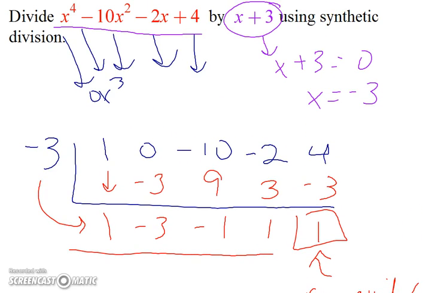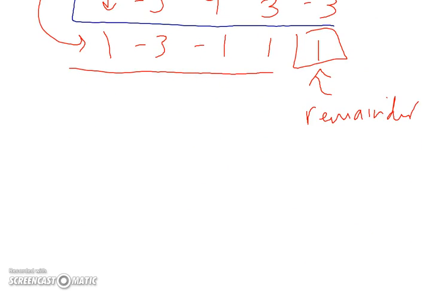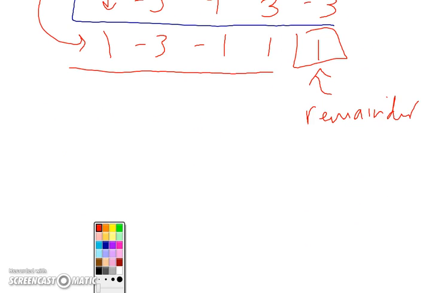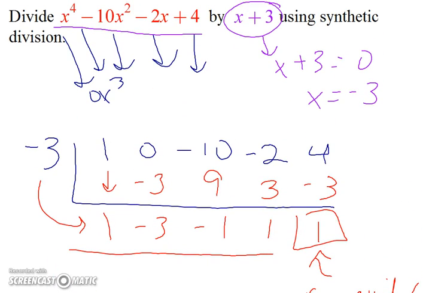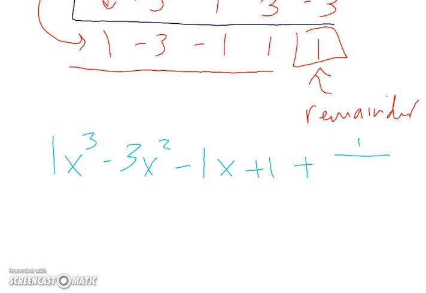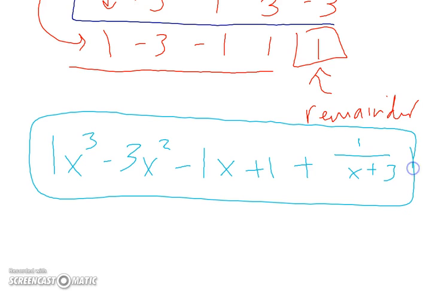So our problem started with an x to the fourth power, so I reduce it by 1, so now it's x cubed. So my final answer is 1 x to the third minus 3x squared minus 1x plus 1 plus my remainder of 1 out of my original factor, which was x plus 3. And obviously you can omit the 1s, but I didn't because I wanted to show you. Okay? But that's it. That is synthetic division and long division.